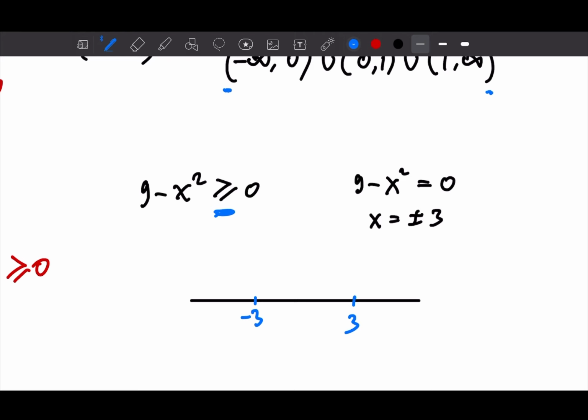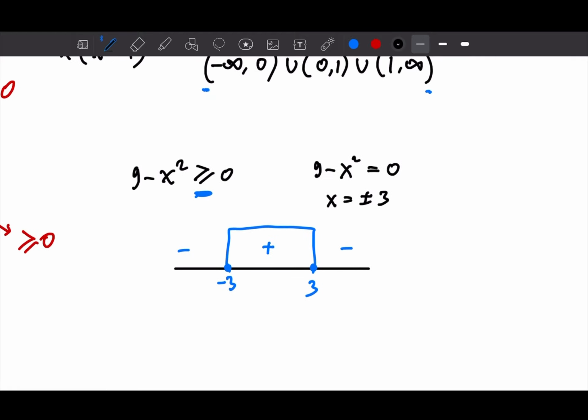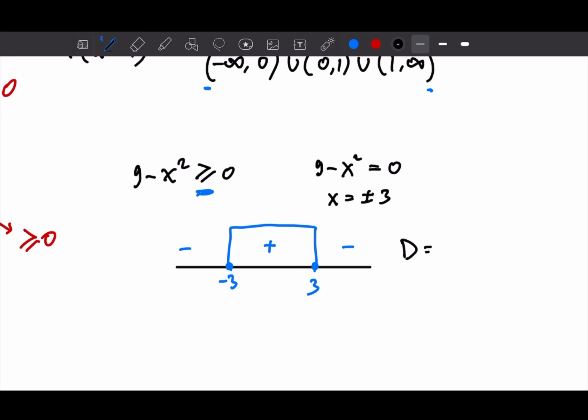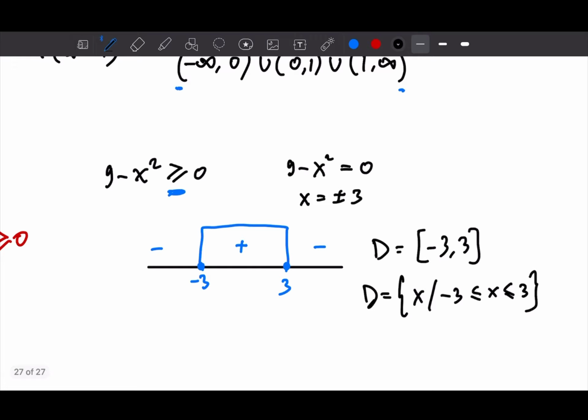Put 0. 0 is positive here. Take negative 4. Negative 4 is put here. Negative squared will be positive, so 9 minus 16 is, of course, negative. This is also the same. And since we have to include 0, we need to include this point also. So this will be our interval because we need to have this positive. So our interval or our domain becomes this, or if you want to write it in a different way, we could also write it like this. Hope that's easy to follow.